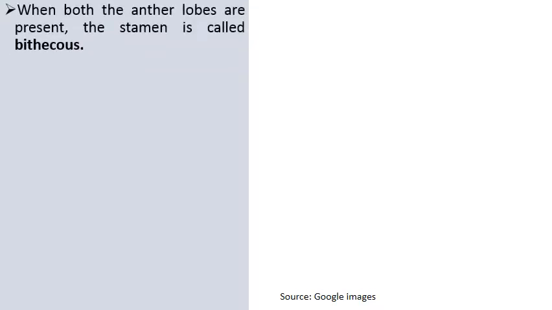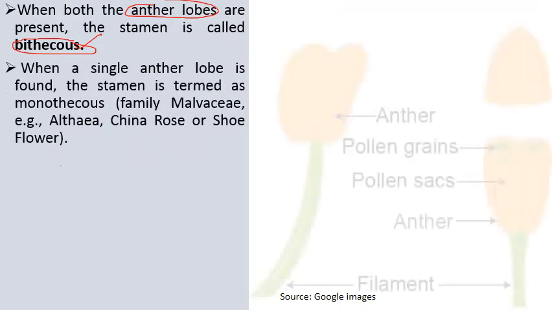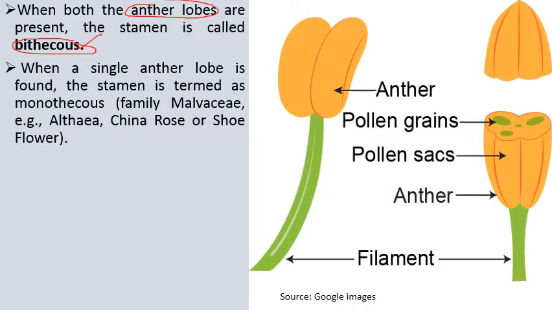When two anther lobes are present, then we use the term for stamen as bithecous stamen. दो anther lobes जो present होते हैं, so उसके लिए हम term use करते हैं bithecous stamens. For example, we have this one. ये जो anther है, इसमें दो lobes present हैं और इस तरह के stamen को कहा जाता है bithecous stamen. When there is single lobe, एक single lobe present होगा, उस तरह के stamen को कहा जाता है monothecous stamen.